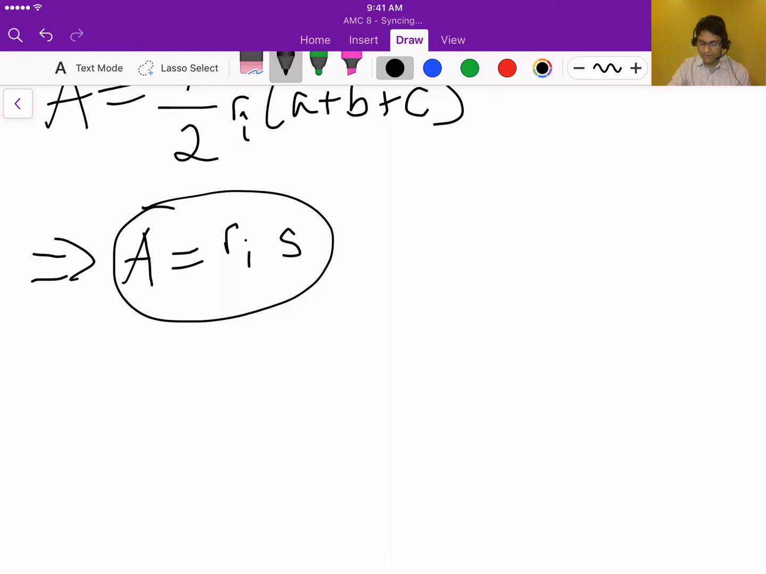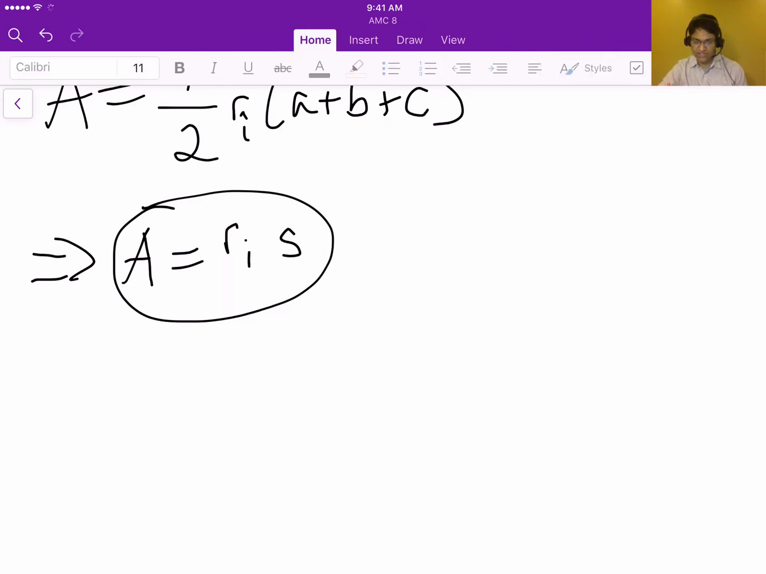You can just use the semi-perimeter and the area, which are both pretty easy to do, usually at least for right triangles. If it's not a right triangle and you just have the side lengths, you'll probably have to use something called Heron's formula, which we're also going to prove in a video.